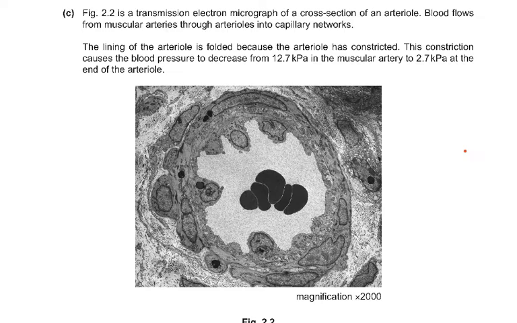Figure 2.102 is a transmission electron micrograph of a cross section of an arteriole. Blood flows from muscular arteries through arterioles into the capillary network. The lining of the arteriole is folded because the arteriole has constricted. This constriction causes the blood pressure to decrease from 12.7 kilopascals in the muscular artery to 2.7 kilopascals at the end of the arteriole.